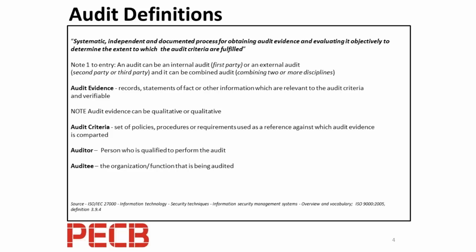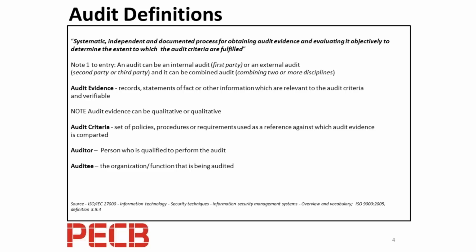The first one is, what is an audit? As of ISO 27001 or any other information security standard or any other standard, the audit definition is a systematic, independent, and documented process for obtaining audit evidence and evaluating it objectively to determine the extent to which the audit criteria are fulfilled. Now, if you see, there are two words that are very important in this whole definition. The first one is audit evidence, the other one is audit criteria.